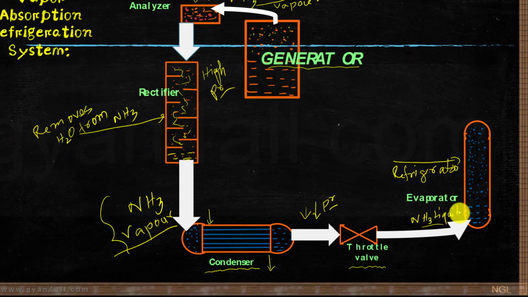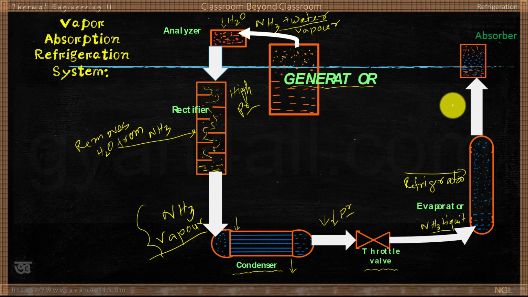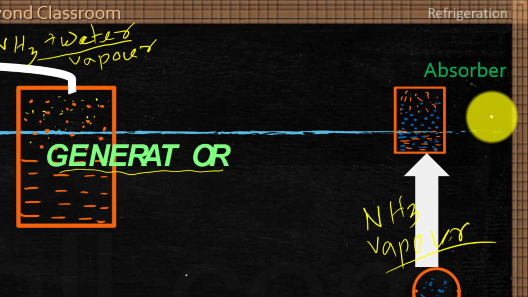If any liquid absorbs the latent heat of vaporization, then that liquid becomes gaseous or vapor. So from the evaporator, what will go out? The pure ammonia vapor will go out. This ammonia vapor will go to the absorber. Now what is an absorber? In the absorber, this principle is used: the water will absorb the ammonia because of the strong affinity of water towards ammonia.